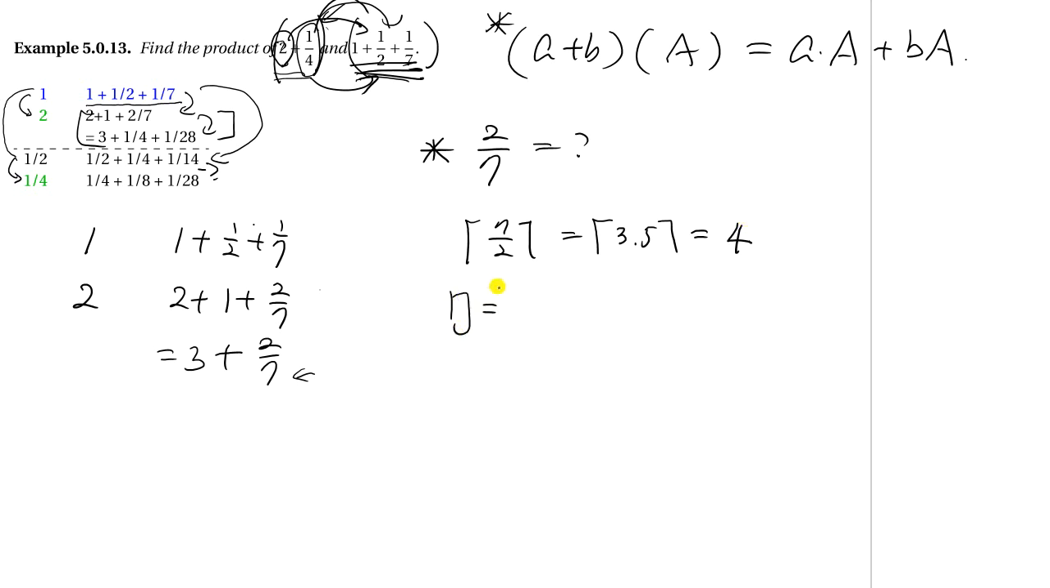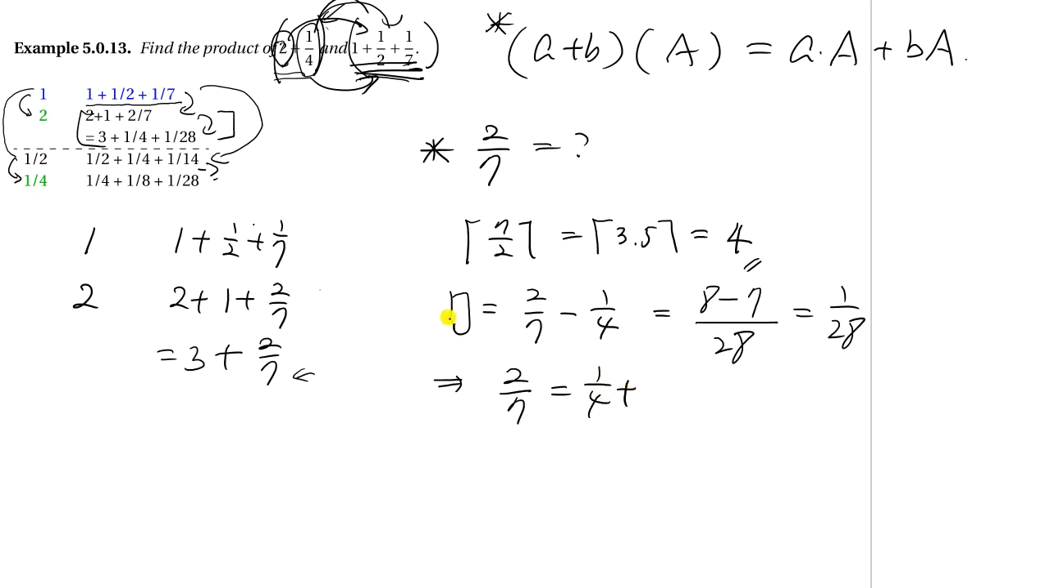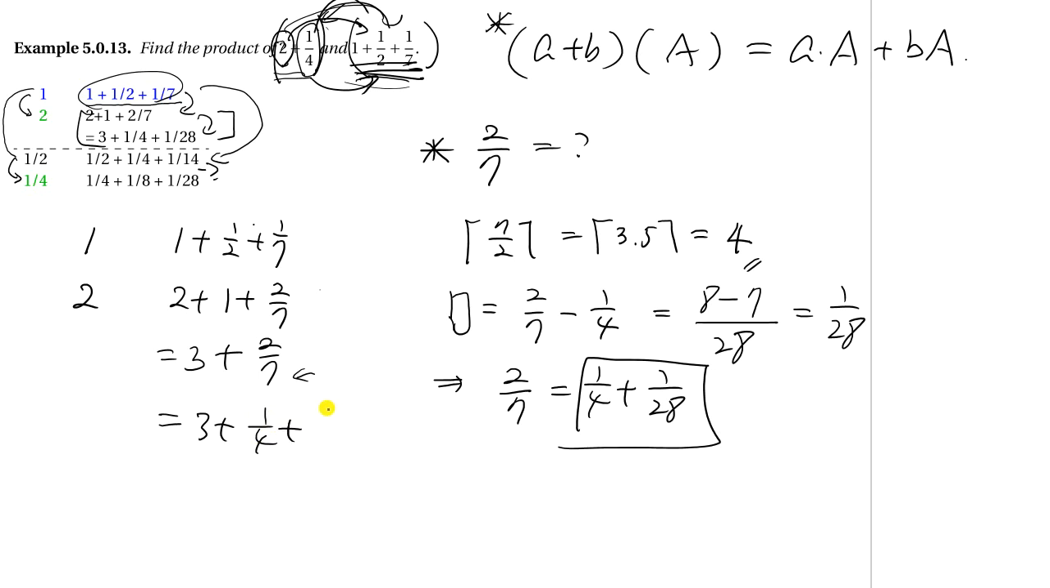Then the box is the original given fraction minus 1 over n. So it's 2 times 4 is 8, minus 1 times 7 is 7, over 4 times 7 is 28, so it's going to be 1/28. Let me rewrite again: 2/7 must be the same as 1/4 plus that box, and the box is 1/28. This is a nice decomposition. So the product 2 times that one is 3 plus, instead of 2/7, we can put 1/4 and 1/28.